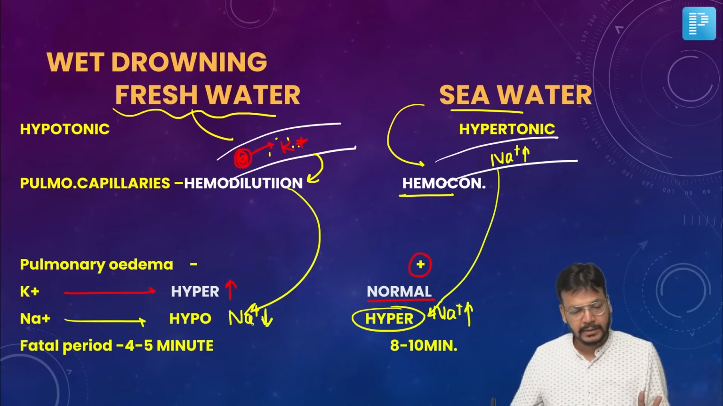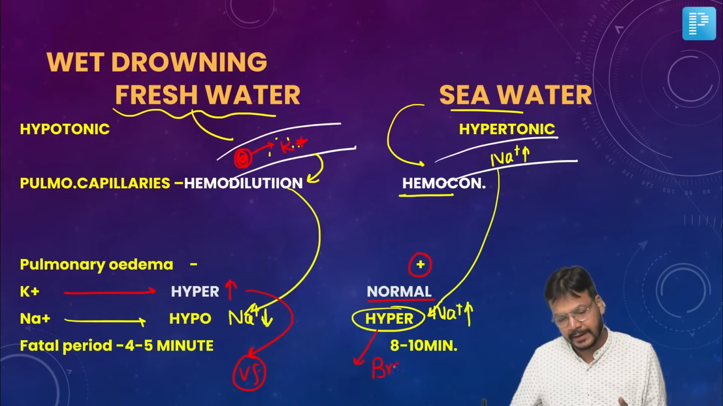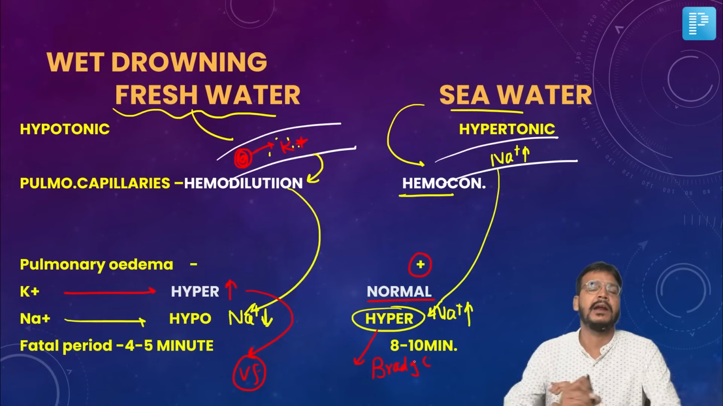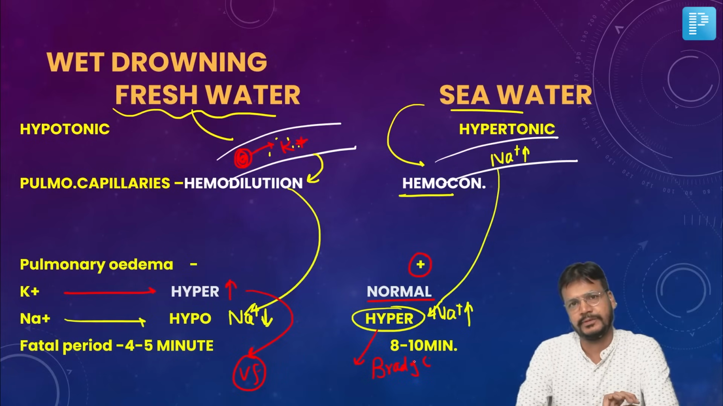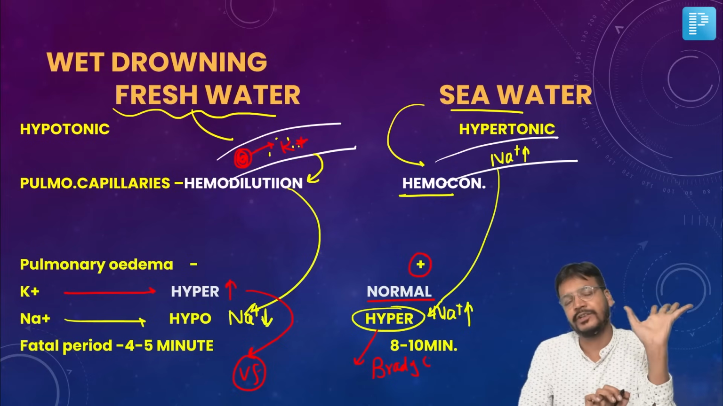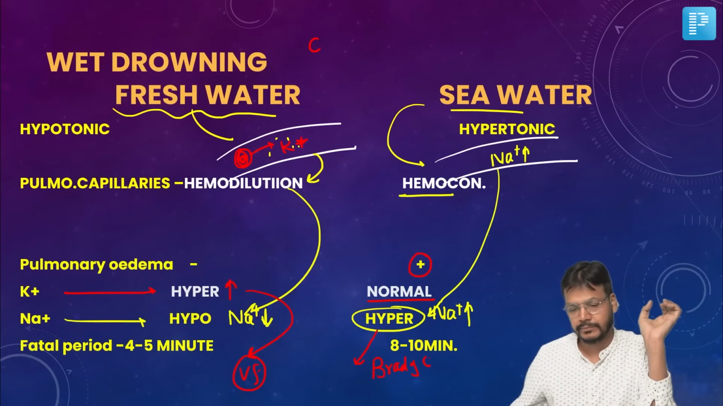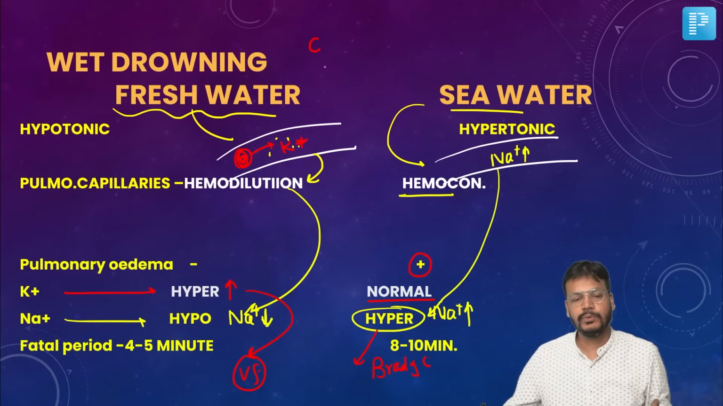Now, sir, because of hyperkalemia, the cause of death is ventricular fibrillation, and because of hypernatremia, the cause of death is bradycardia. Both cause cardiac arrest. So what is the cause of death? Cardiac arrest in both. It's very simple. Both cause cardiac arrest.